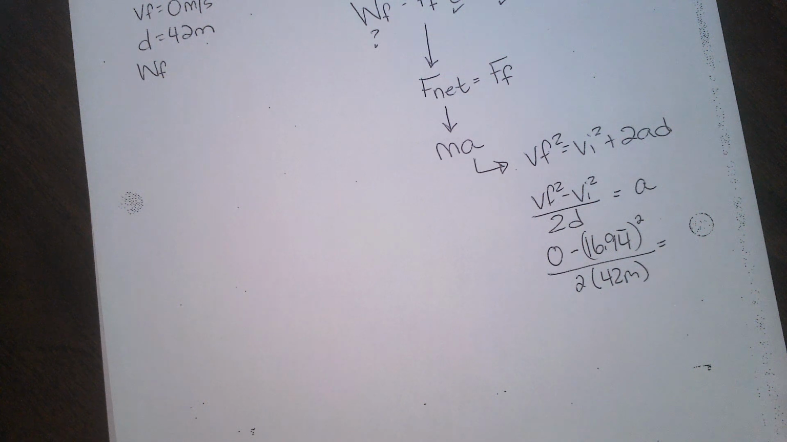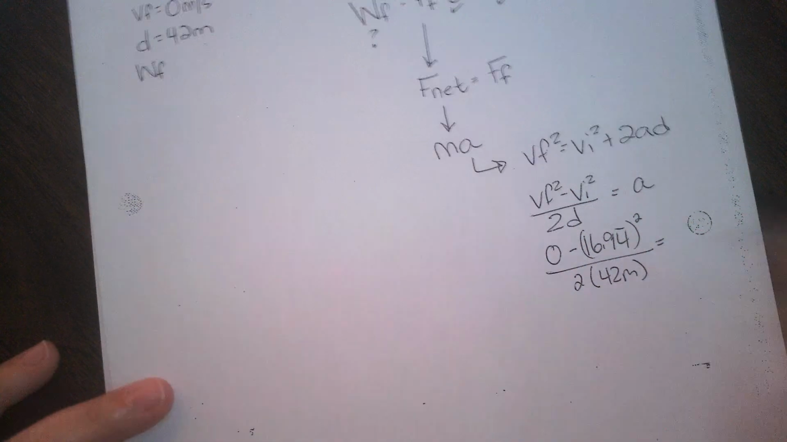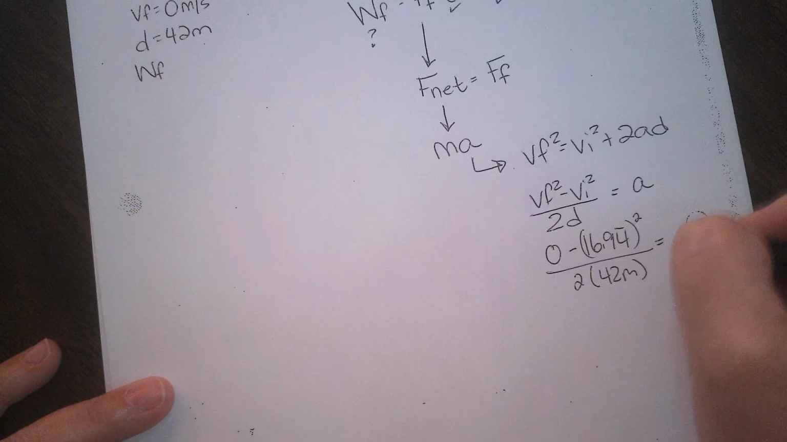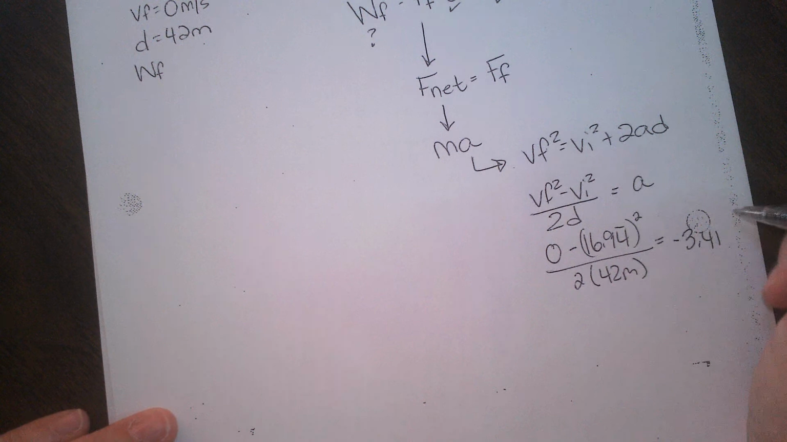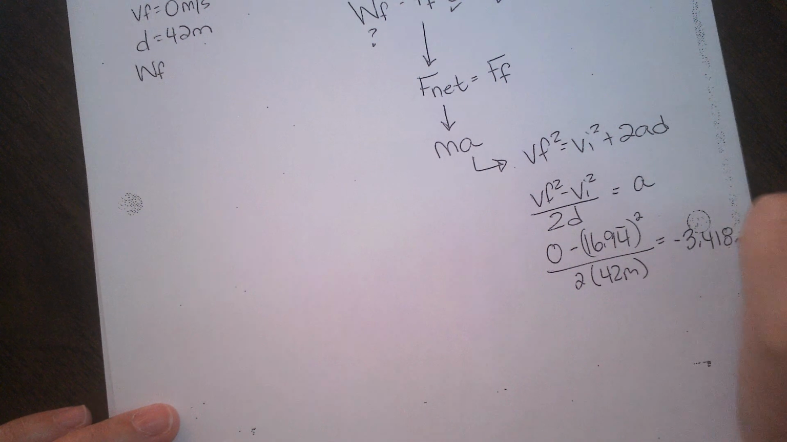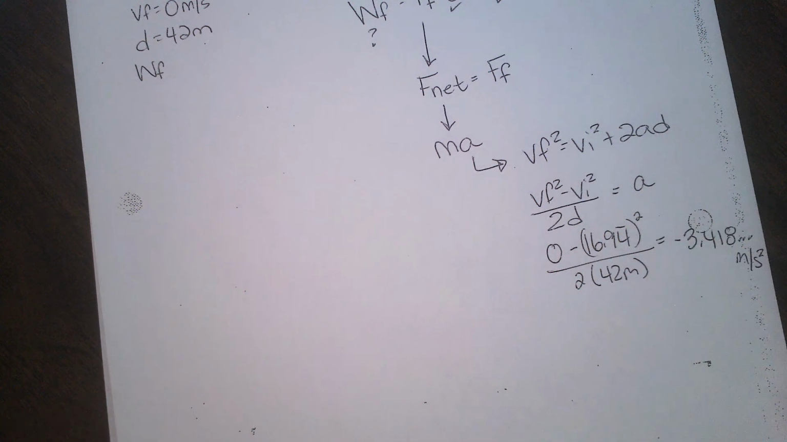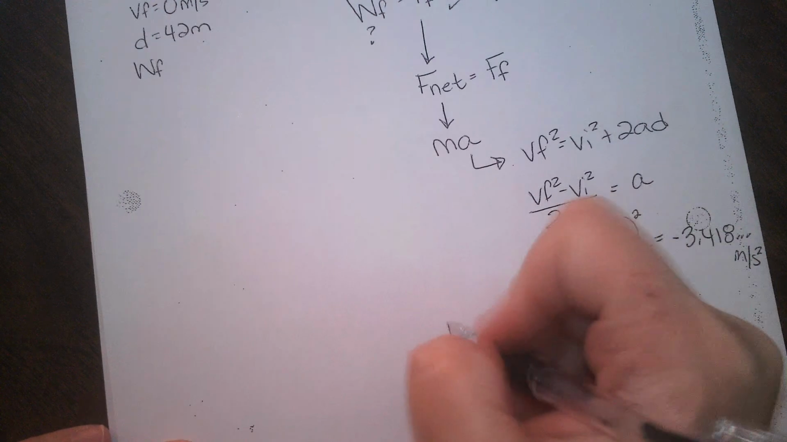What'd you get, Rayleigh? Okay, I got negative 3.418. It's probably just due to decimals. Meters per second squared. Now that I have acceleration, I can find force net.